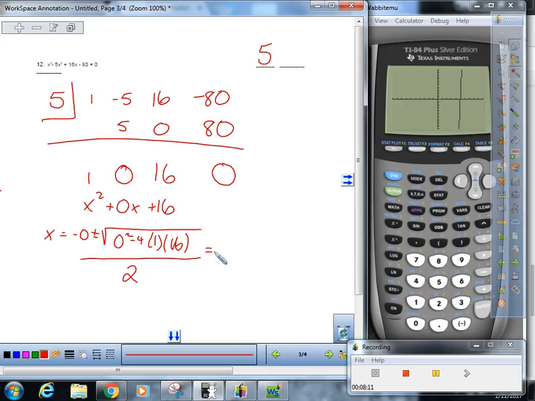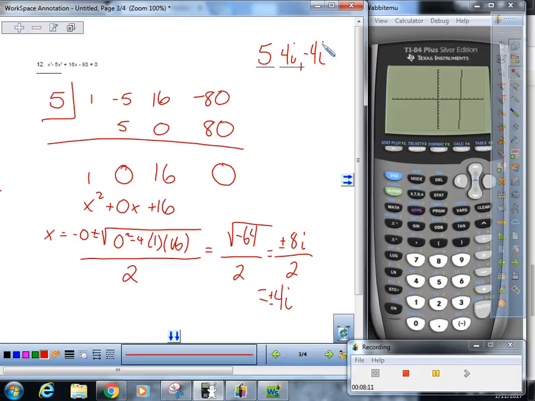So 2 times 1 is 2. So it's the square root of negative 64 over 2. So it's plus or minus 8i over 2. So plus or minus 4i are your other two solutions. Okay? So 13 will be one for you to try that's like that.